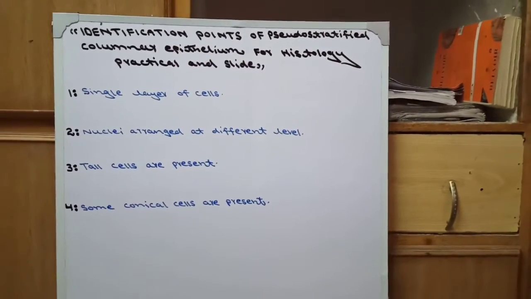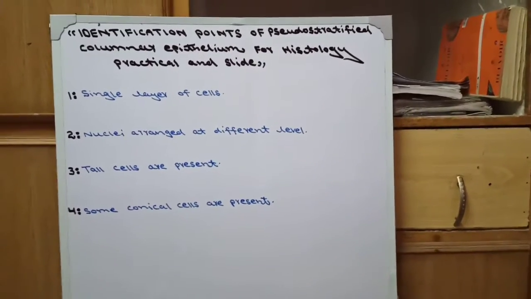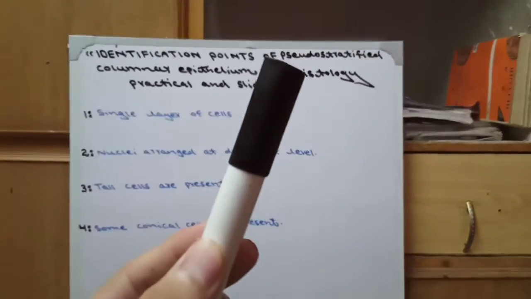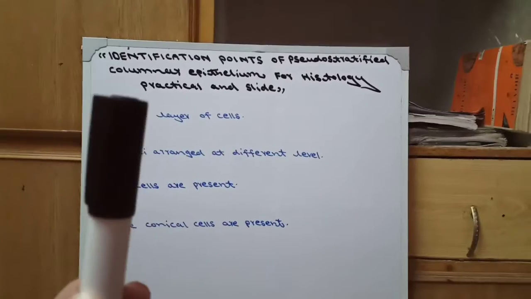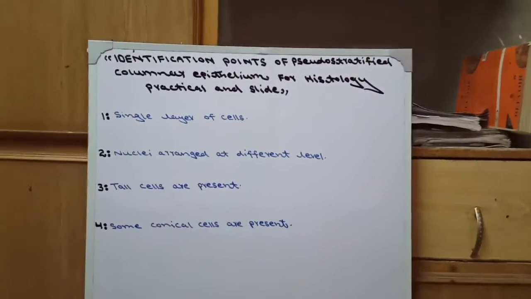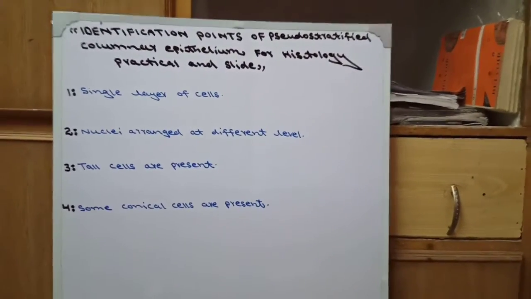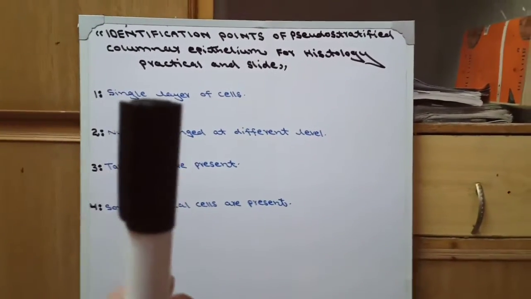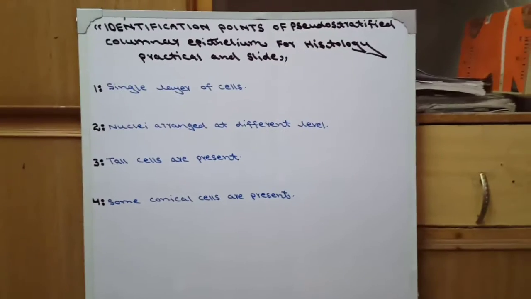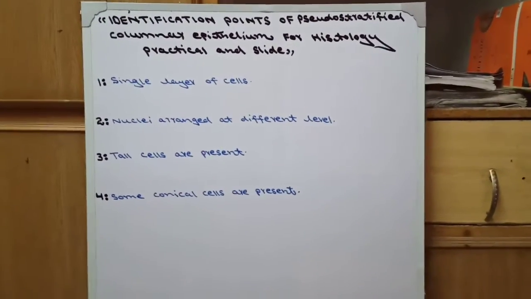Today our topic is related to histology: identification points of pseudostratified columnar epithelium for histology practical and slide. There are four identification points of pseudostratified columnar epithelium. Number one, single layer of cells. Actually, there is a single layer of cells.